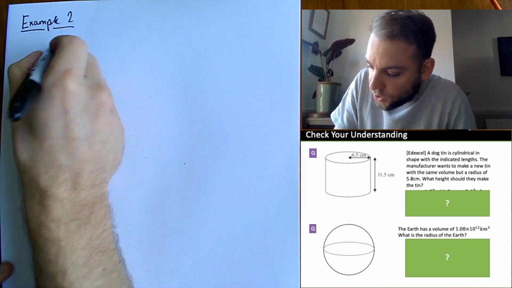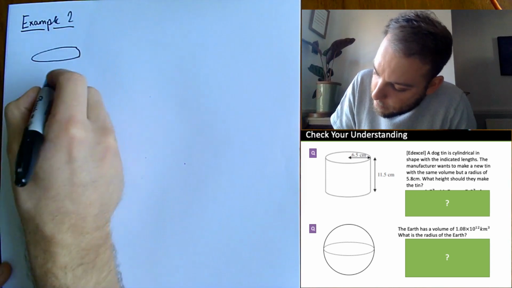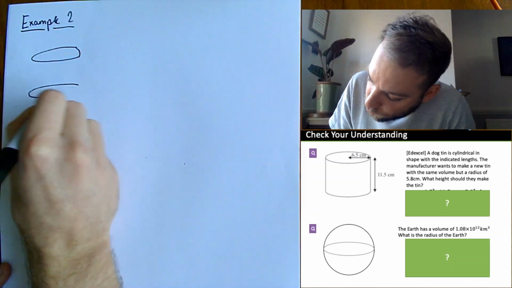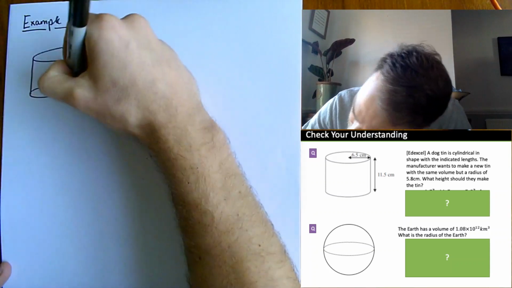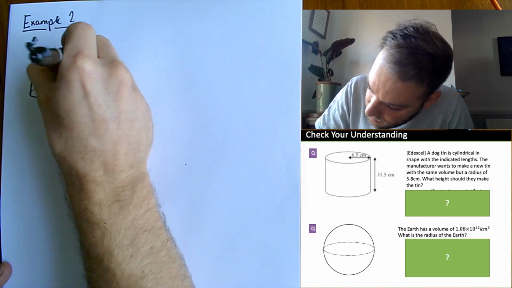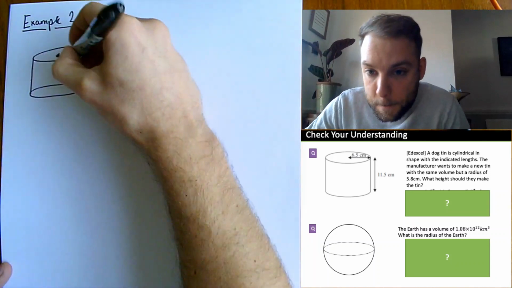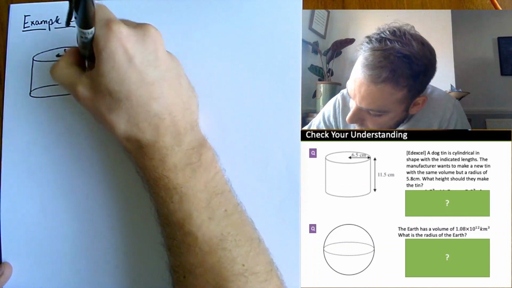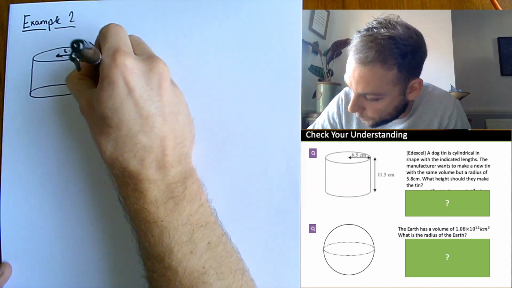So let's draw this first of all. Here we've got a cylinder, remember? You draw 2 ovals, connect them up. It's telling me that the radius of this is 6.5 and the vertical height of this is equal to 11.5 centimetres.